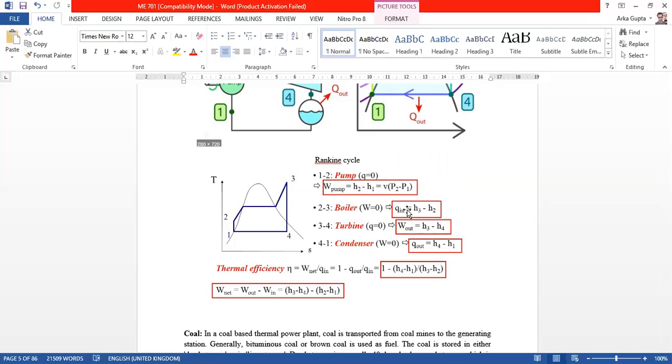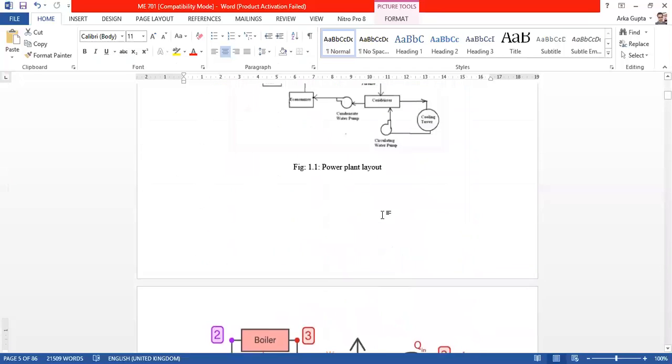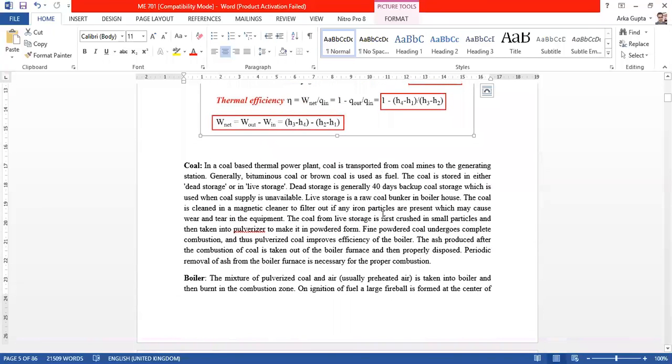But sometimes, to make the calculation simpler, the work input through the pump is neglected. So efficiency becomes H3 minus H4, that is W out, divided by Q in. Q in is H3 minus H2. And all the values are obtained from the steam table. So this is the rough analysis of the Rankine cycle, the governing cycle of a steam power plant.